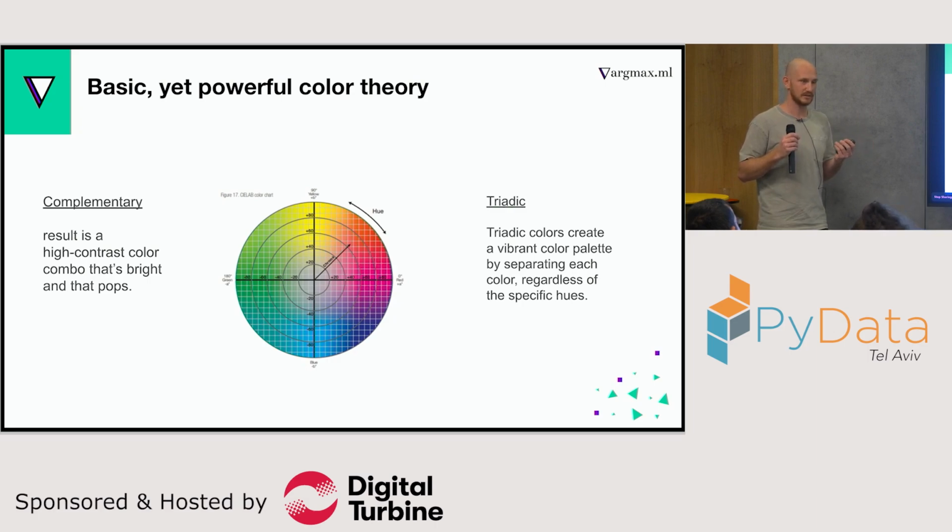Looking at why some feeds look better than others, we saw the subject of complementary colors and triadic colors. Complementary colors are colors that, when you put them together, make each other pop. A red image next to a green image will look much better than a red image next to a purple image, for example, because they're complementary.